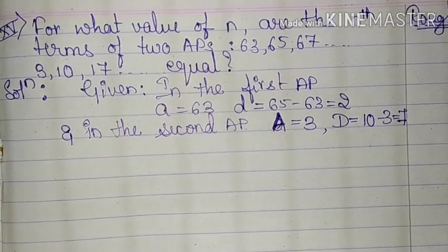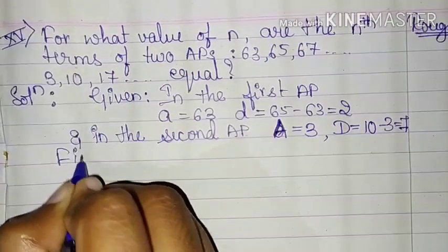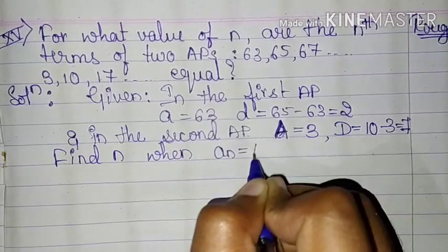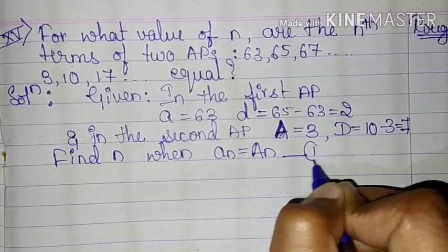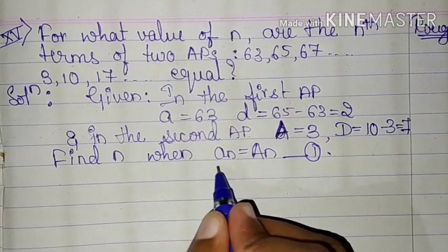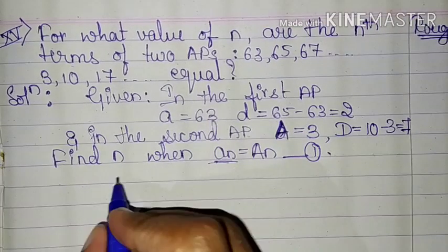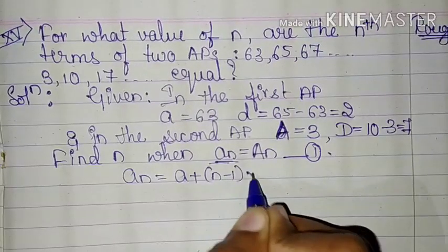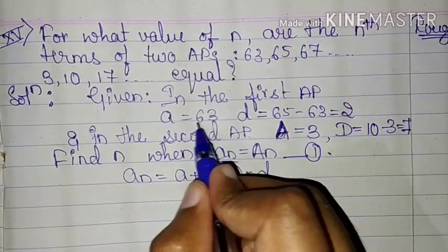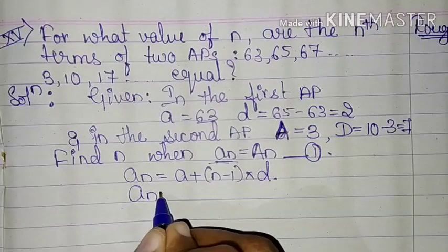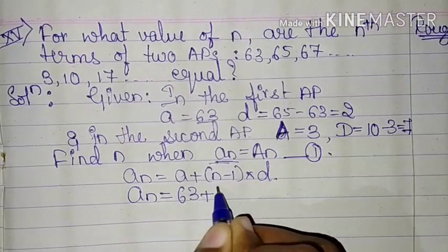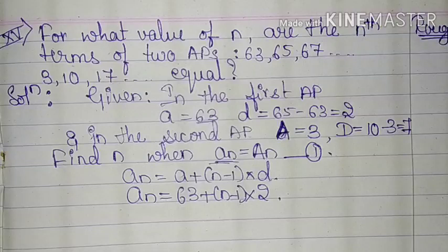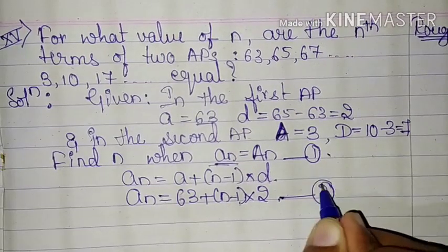The question is to find n when an will be equal to capital AN. Let this be our equation 1. So, what is the formula for an? It is an is equal to a plus n minus 1 into d. For the first AP, the value of a is 63. Therefore, an is equal to 63 plus n minus 1 into 2. This is our equation number 2.